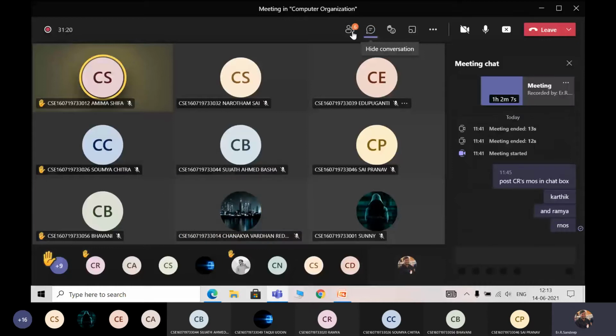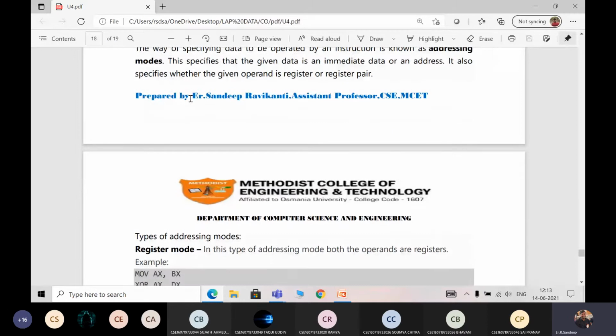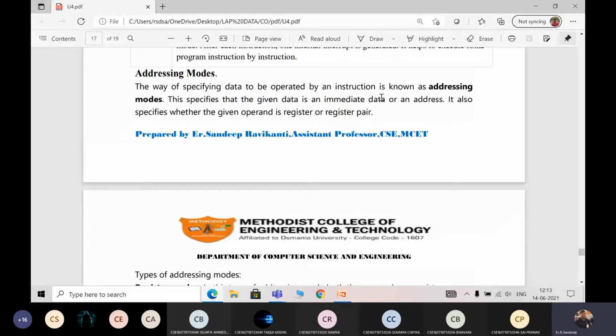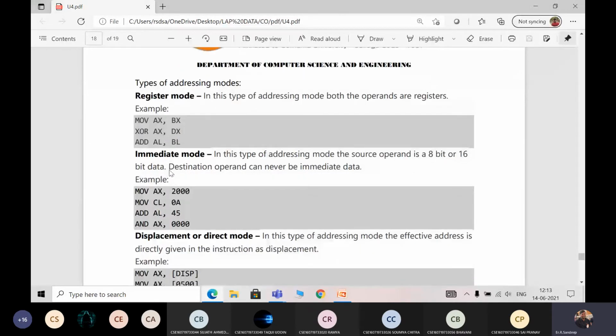But the microprocessor also supports various addressing modes. So you can see here, the way how we specify the data to be operated in an instruction is called an addressing mode. These are the different types of addressing modes supported by the 8086 microprocessor. The first one I demonstrated with examples, register addressing mode. In this type of addressing mode, both the operands are registers. The example is move AX comma BX. That means the AX register and the BX register, those two are 16-bit registers.